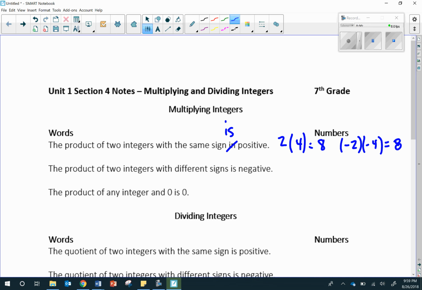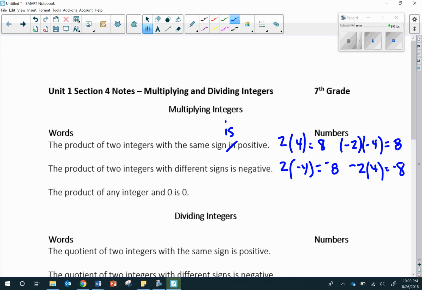The product of two integers with different signs is negative. So let's take 2 times negative 4. Our answer is going to be negative 8. Or if we take negative 2 times 4, our answer is still negative 8. As our two factors, one is positive, one is negative, our answer will be negative.